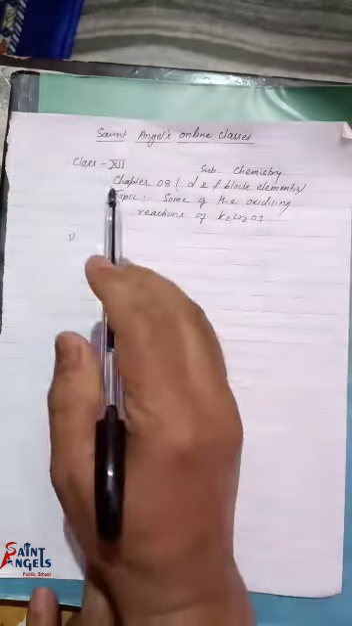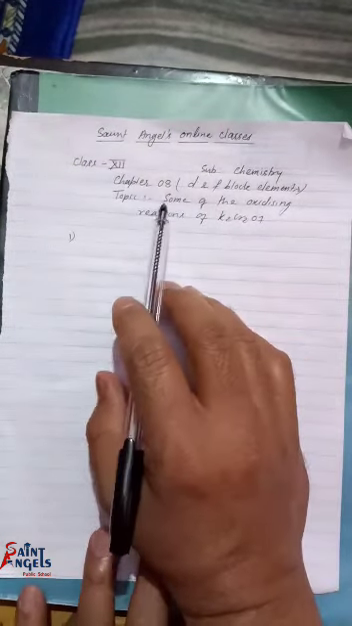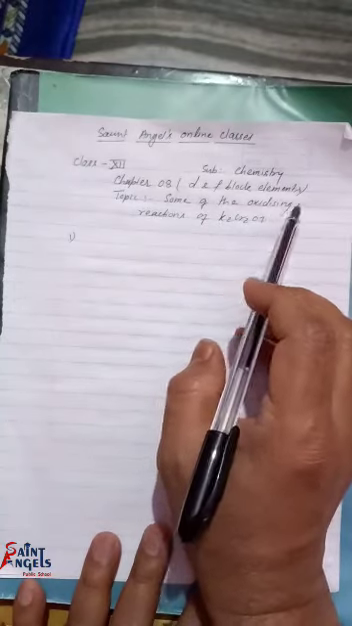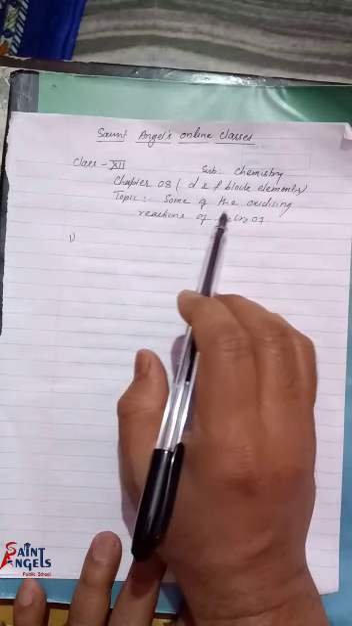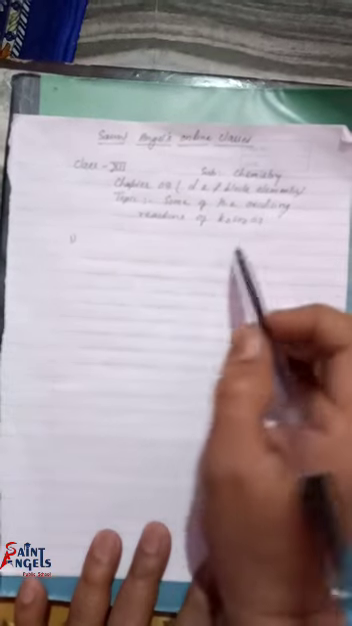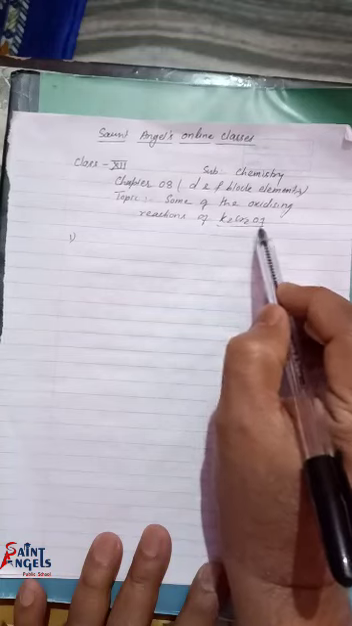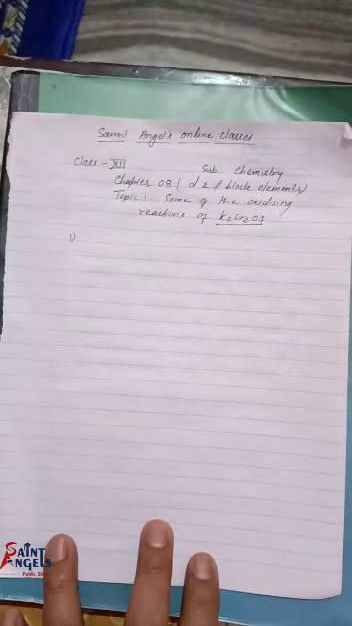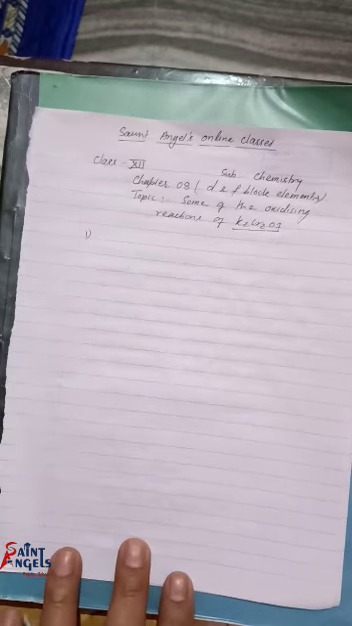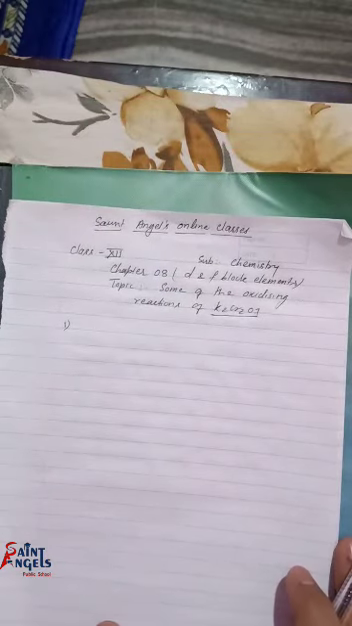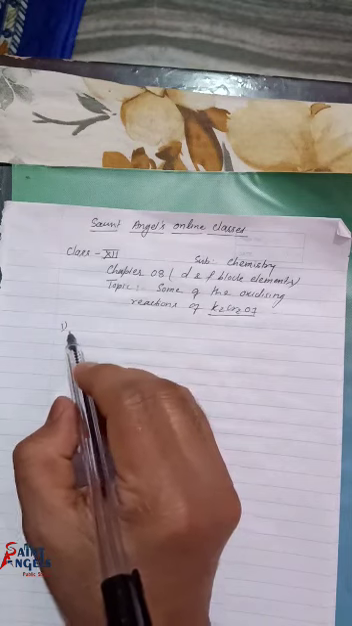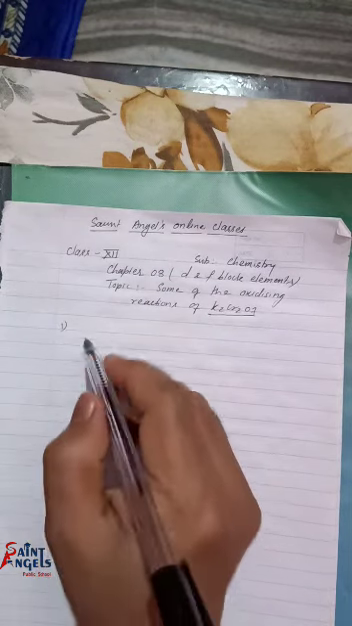Today I will discuss class 12 chemistry chapter 8, D and F block elements, and today's topic is some of the oxidizing reactions of K2Cr2O7, potassium dichromate. Let us see an example of this reaction. So first example I will take here.